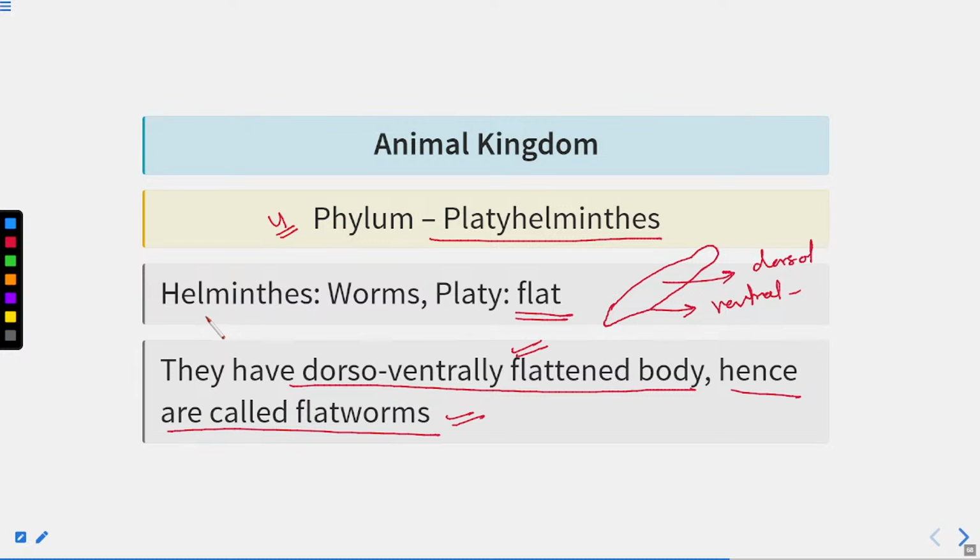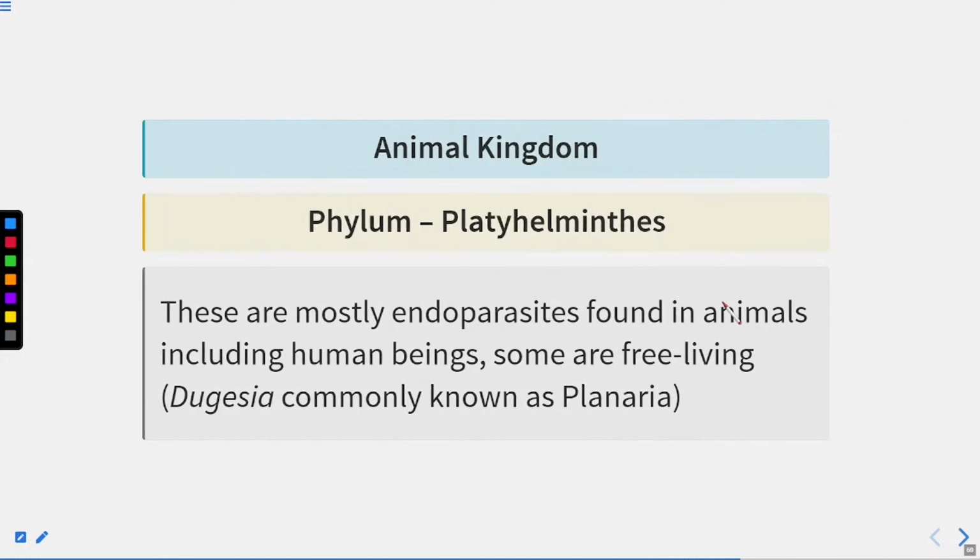This name indicates it: platy means flat, and helminthes means worms. So they are commonly called flatworms. Their body is dorso-ventrally flattened because they have a dorsal surface and a ventral surface. They are mostly endoparasites found in animals, including human beings. Some are free living. Example, Dugesia, commonly known as planaria.